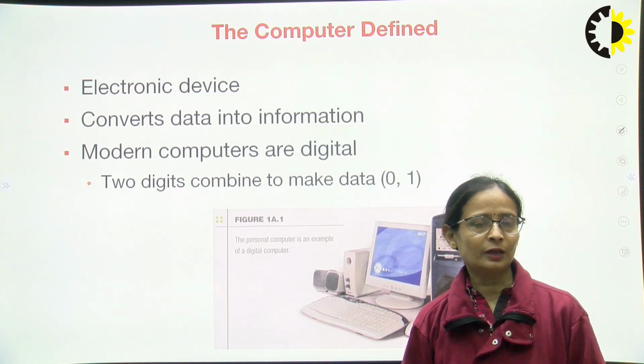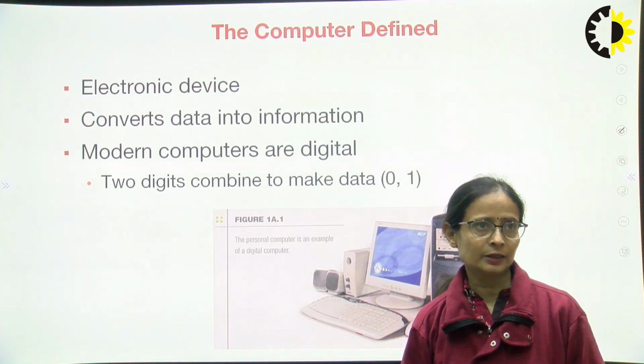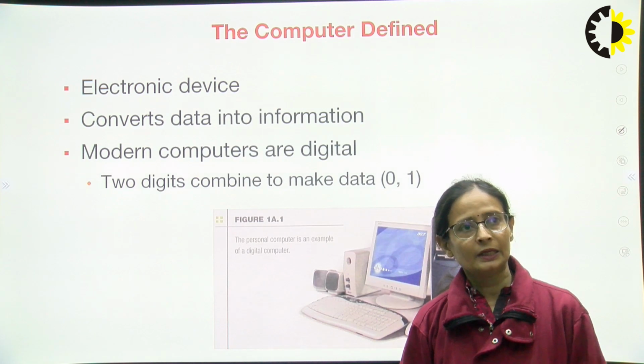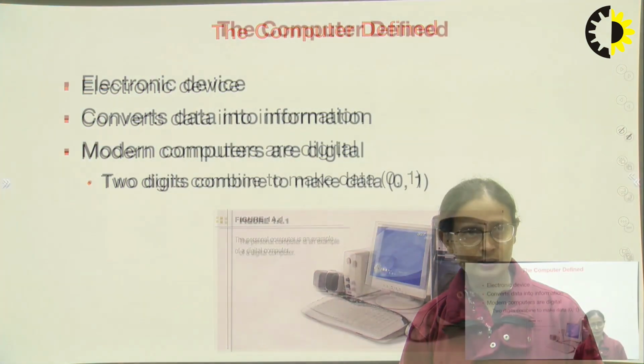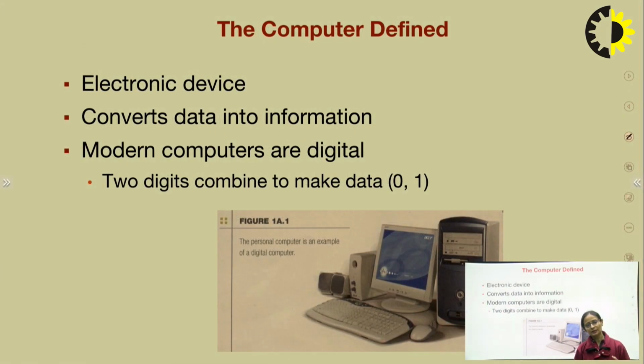So what we have learned from the previous definition is that it is an electronic device. It converts data into information. What is data? It is a raw fact. And what is information? Once you convert this raw fact into something meaningful, then this is known as information.